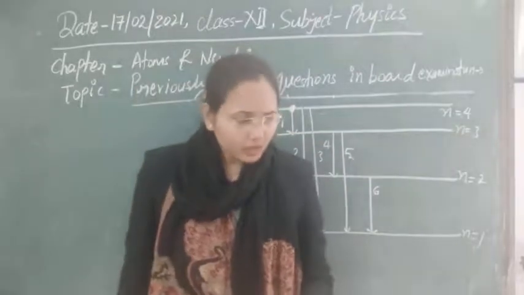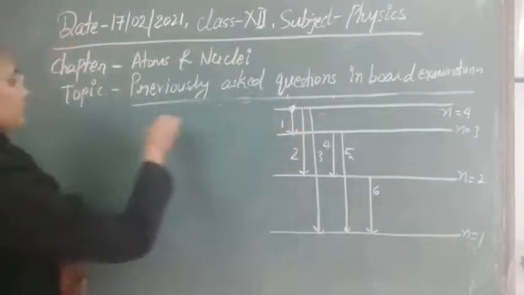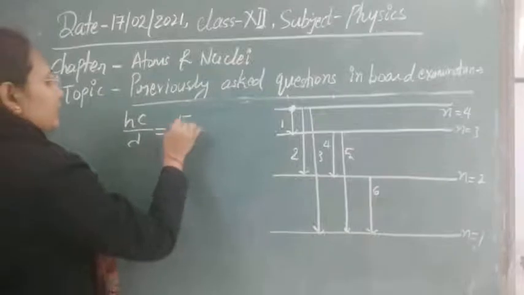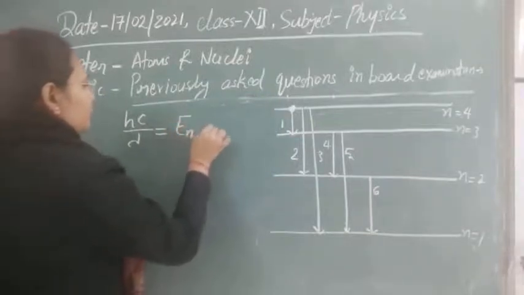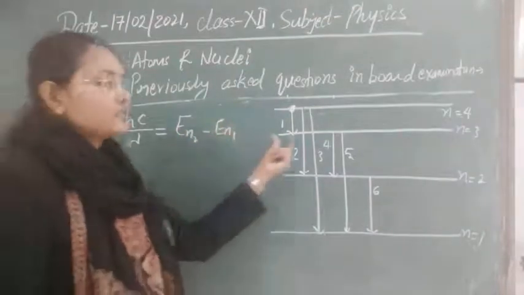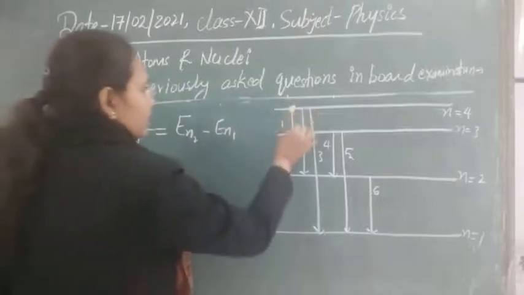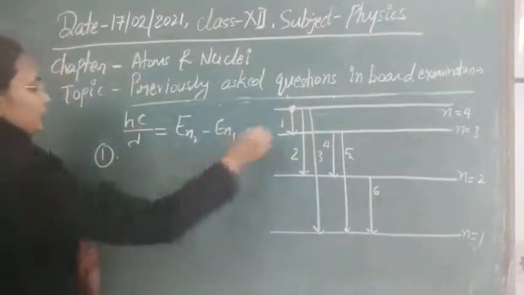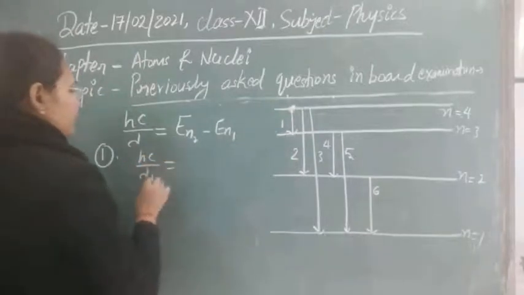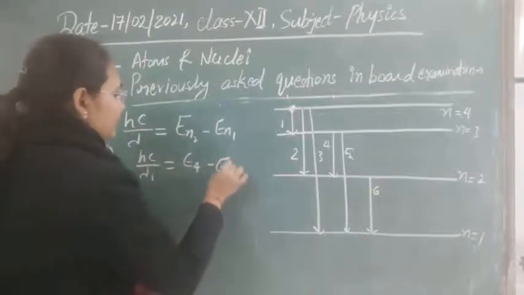It is very easy to calculate the wavelength. From the Bohr model we know that hc/lambda is equal to En2 minus En1, where En2 is the higher state and En1 is the lower state. For the first one, we can see that it is making a transition from n equal to 4 to 3. So hc/lambda1 can be calculated by E4 minus E3.